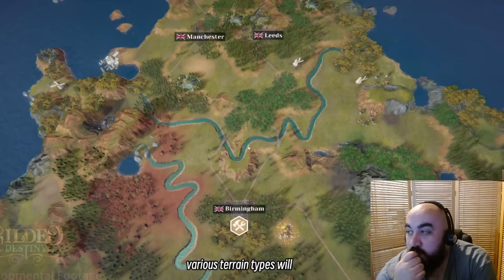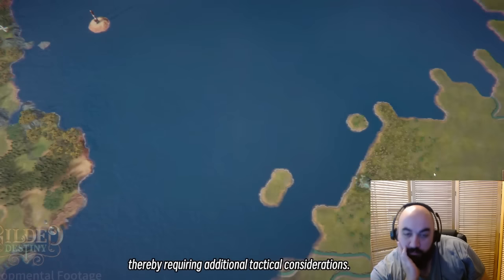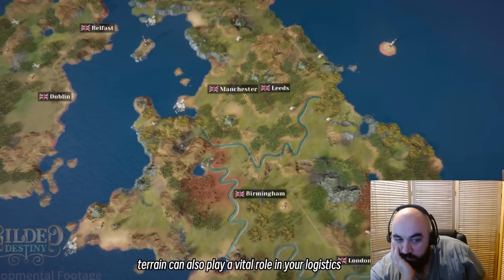Terrain types will hinder the speed of your military deployment, thereby requiring additional tactical considerations. Finally, terrains can also play a vital role in your logistics.